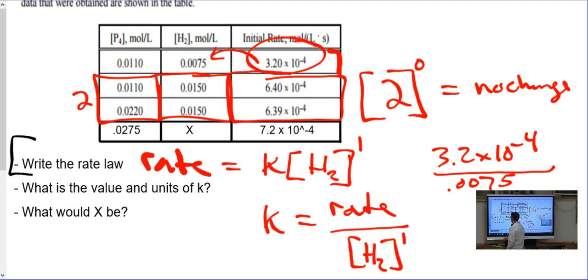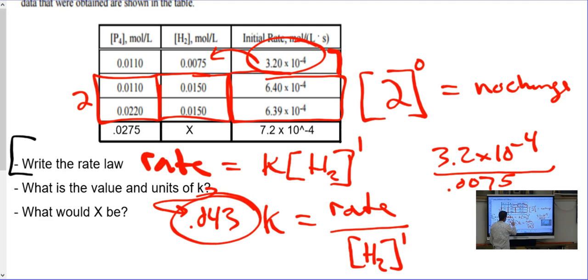And what was this answer? A lot of you did have this one right, by the way, so feel good. What's that answer, somebody? .043, and then we solve now for X.